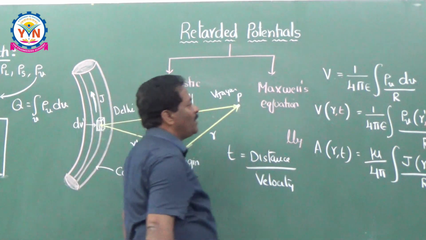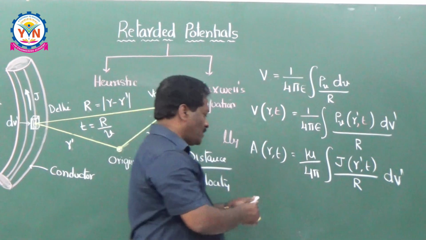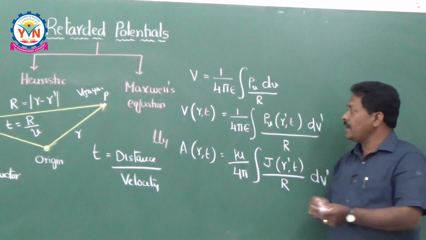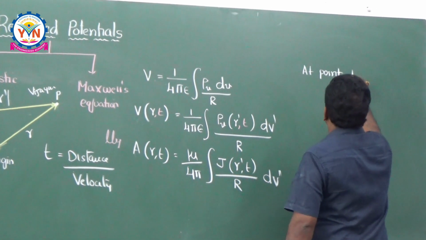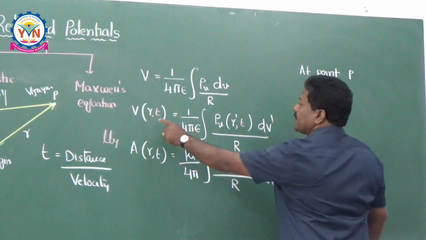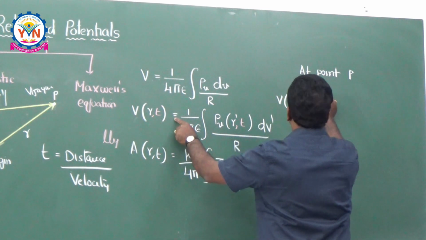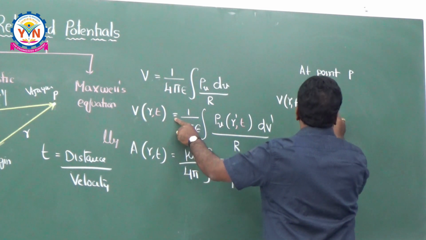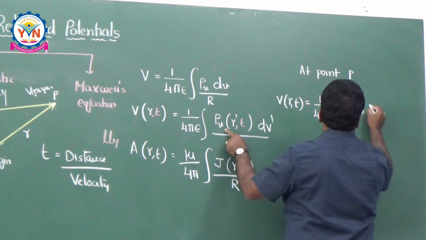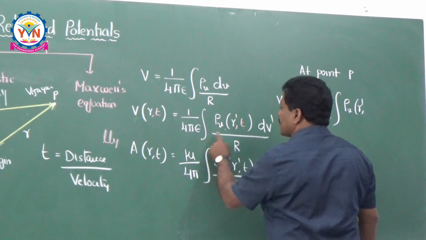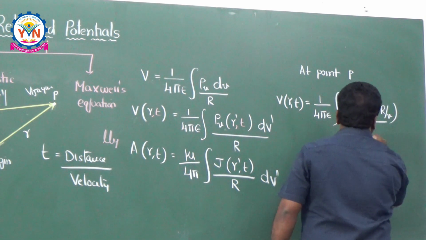Using this concept, now I would like to write down these potential equations at the point P. How to write them? At the point P, both potentials are delayed. The electric potential V of r comma t is equal to 1 by 4 pi epsilon integral of rho v at r dash comma t, but this t is now delayed by how many seconds? R by v seconds. So that's t minus r by v, divided by r into dv dash.